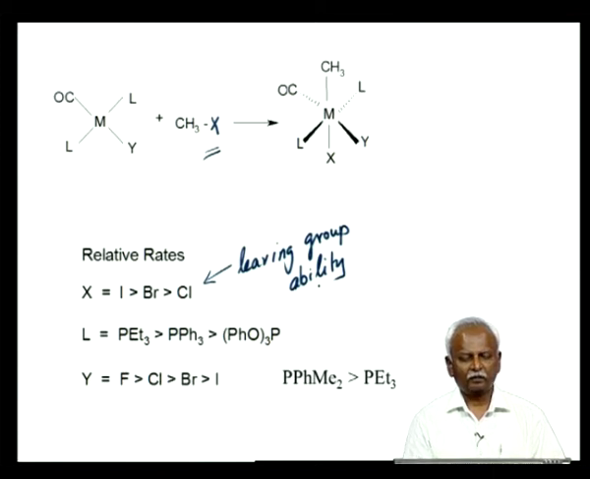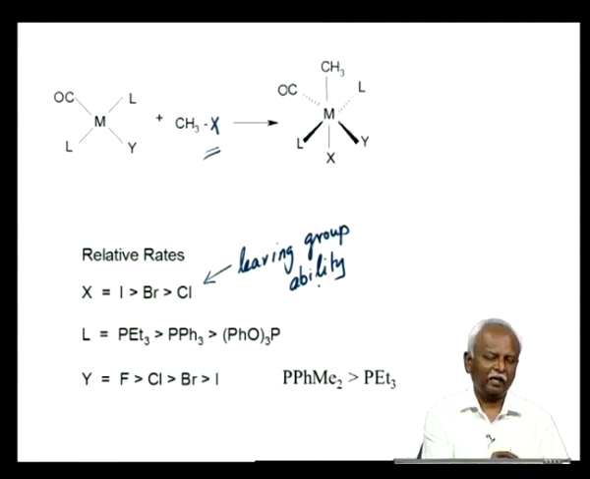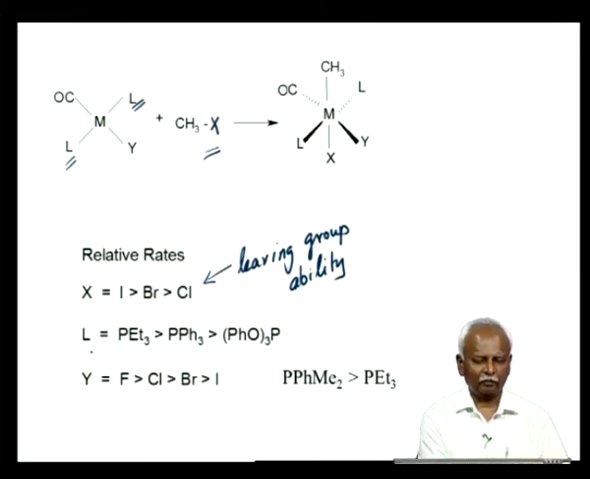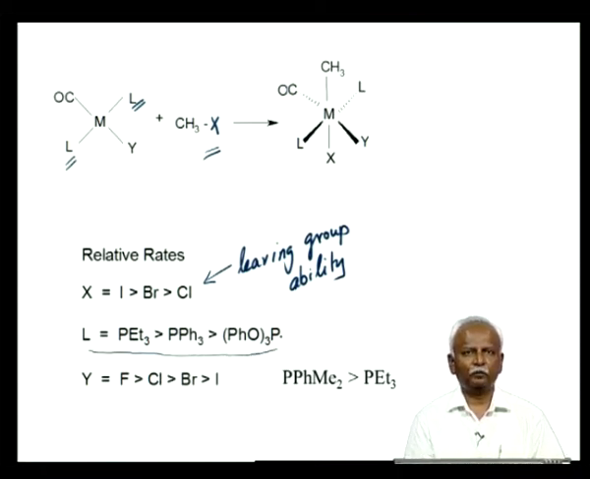Now, there is another indication that in fact, it is a nucleophilic attack by the iridium complex. How do we know this? Depending on the nature of L, L is a ligand which is attached to the iridium. If L is electron rich, then the reaction happens at a faster rate. So, here we have varied the nature of L, and we can see that if it is triethylphosphine, the ethyl groups donate more electron density to the phosphorus, which in turn donates more electron density to the iridium. And so, iridium is much more suited to do this nucleophilic attack.